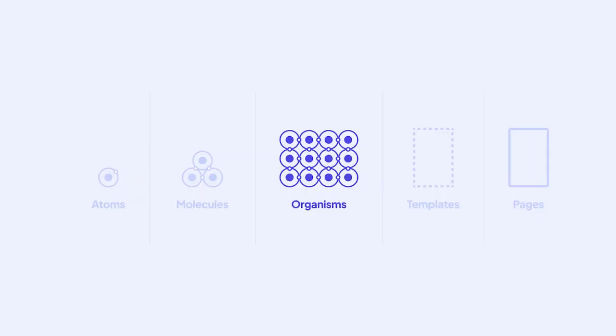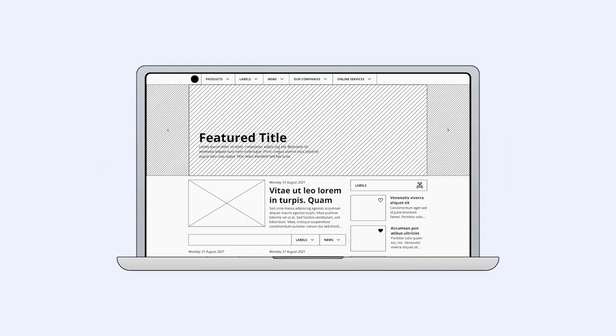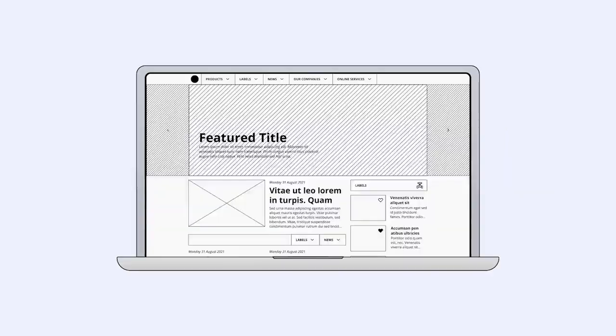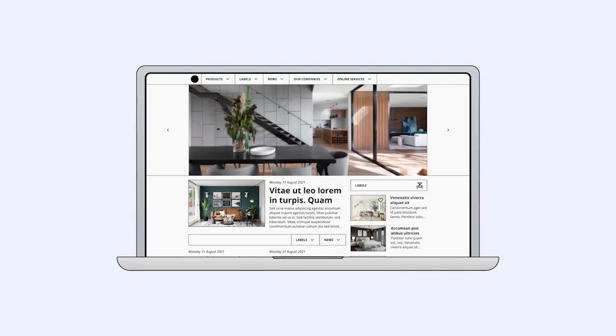These molecules can then be combined to form even larger components called organisms, like headers or product cards. Next, we have templates. Templates define the layout and structure of a page, and pages represent the final specific instances of those templates with real content. By following the atomic design methodology, you can create a modular and scalable design system.